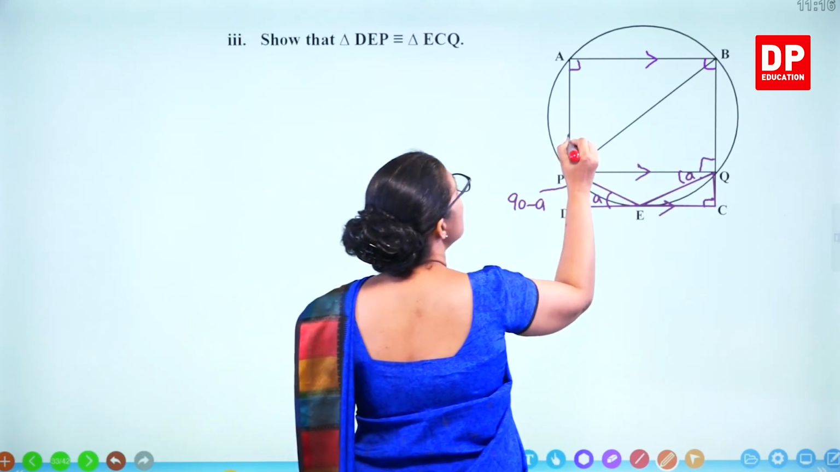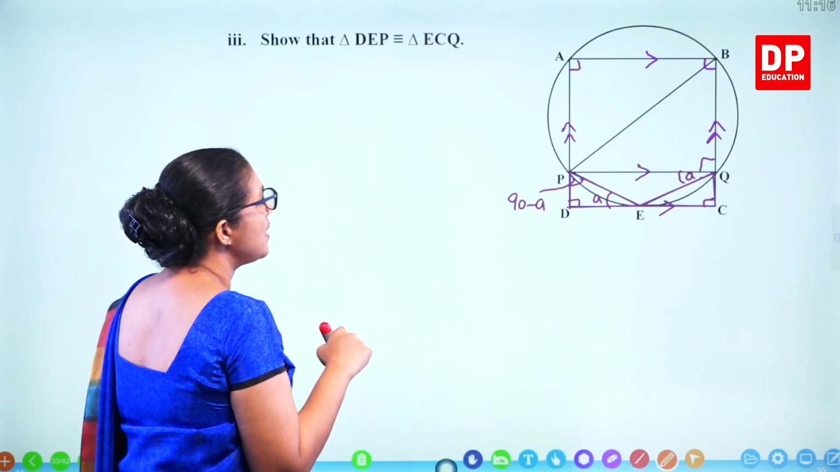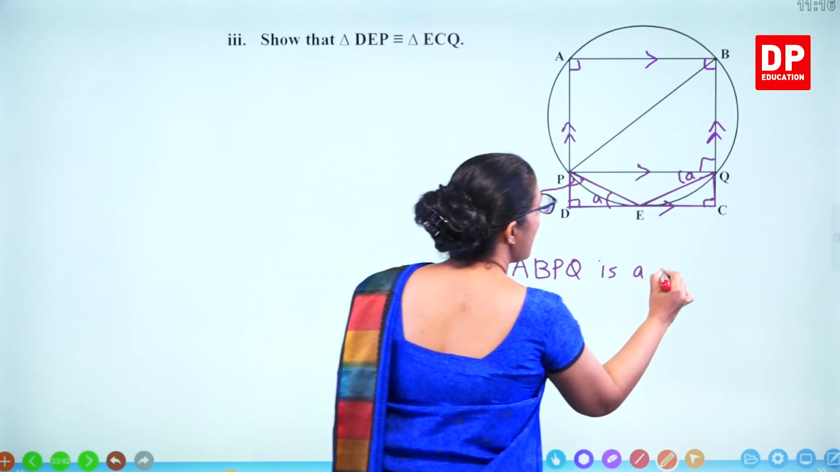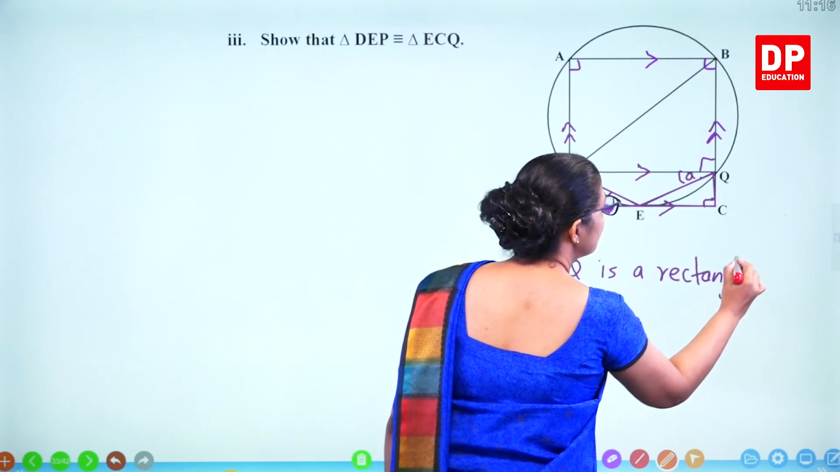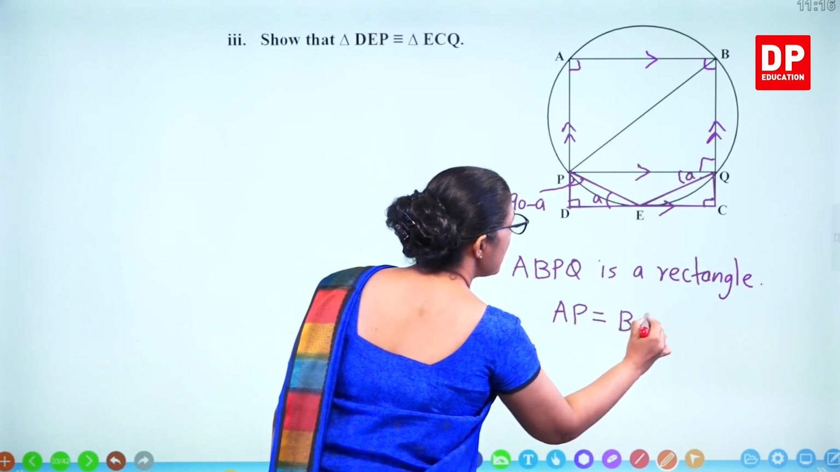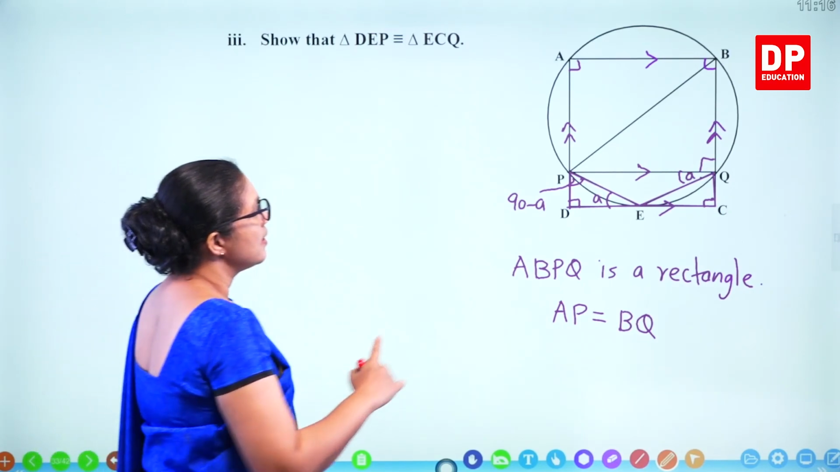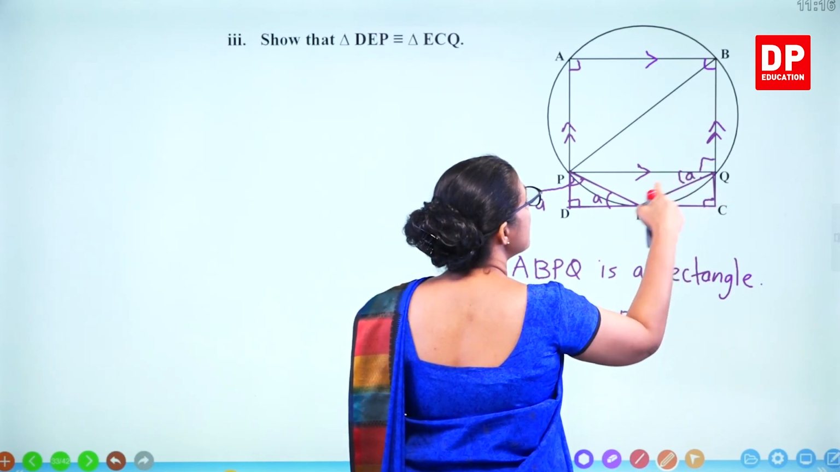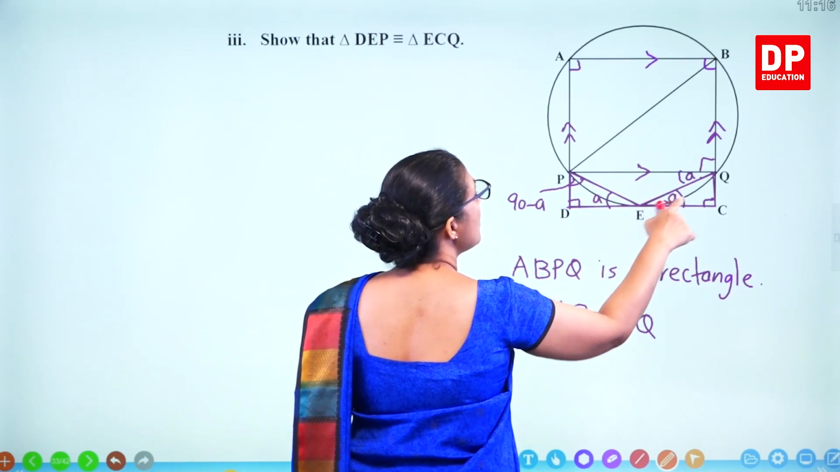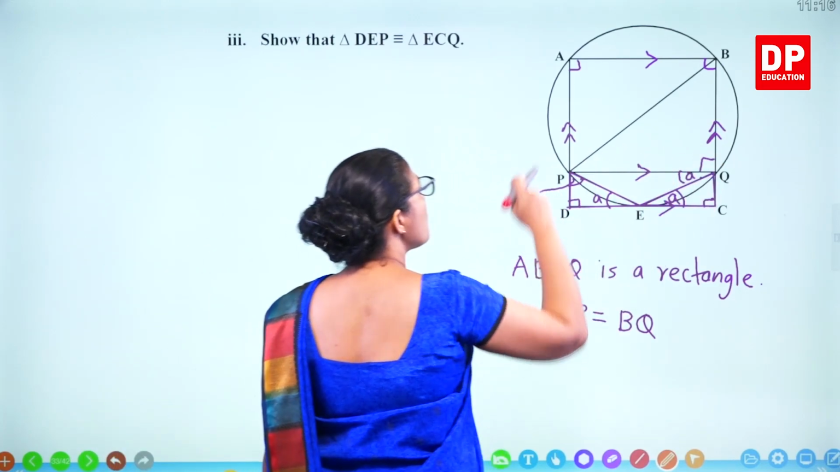So this is a rectangle you are getting. ABPQ is a rectangle. So that means AP is equal to BQ. Opposite lengths are equal. Now we can see that this is parallel. That means this should be A. Now we have this angle is equal and two angles and one length. Why is this equal to this one?